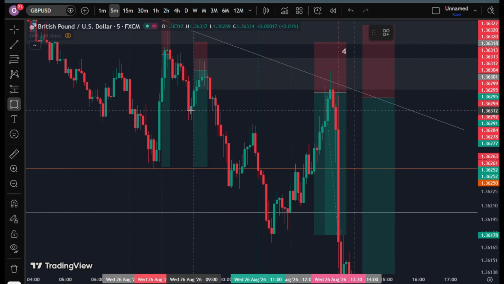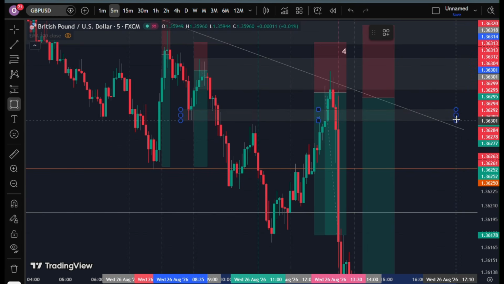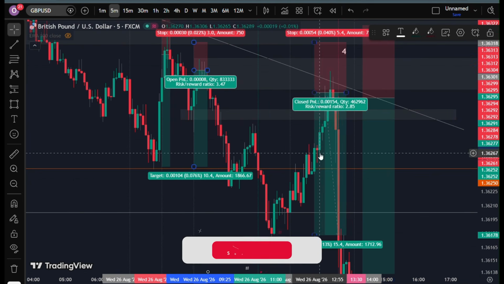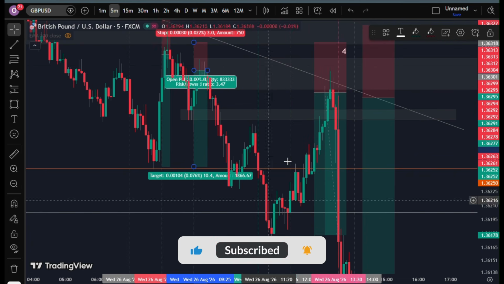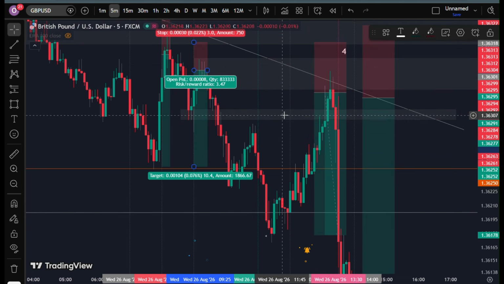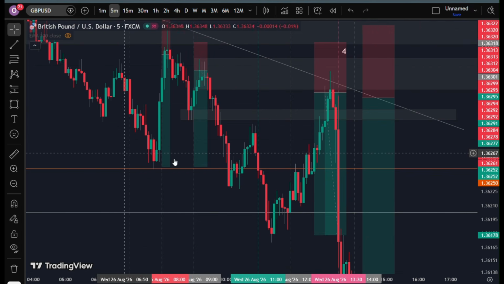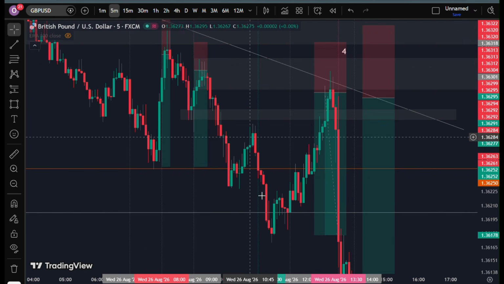There's a breaker block around here. There's a breaker block here. So this guy induced this breaker block, came down, tried to sell it. Now it went for the other block. So we're going for the breaker block, because this level induced this breaker. So this breaker block is a strong breaker block. It induced it and broke structure. Can you see that? It induced it and broke structure.